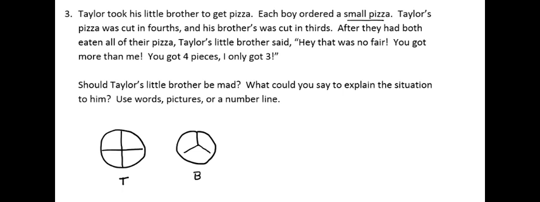But his mistake is thinking that because Taylor got 4 pieces, he got more pizza. If the pizzas were the same size, it doesn't matter how many pieces you cut them into, they're each going to eat the same amount of pizza. We could say that Taylor's pizza would represent 4/4 or 1 whole pizza, and his brother's pizza would represent 3/3, which is also 1 whole pizza, which means they had the same amount of pizza.